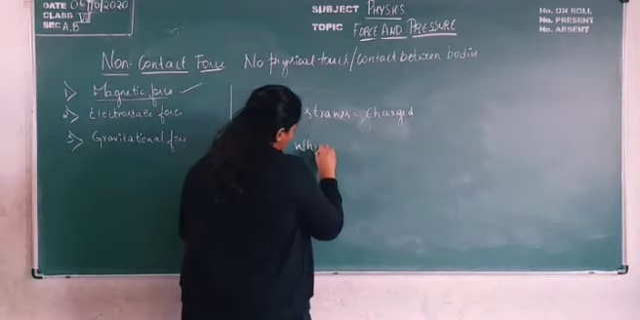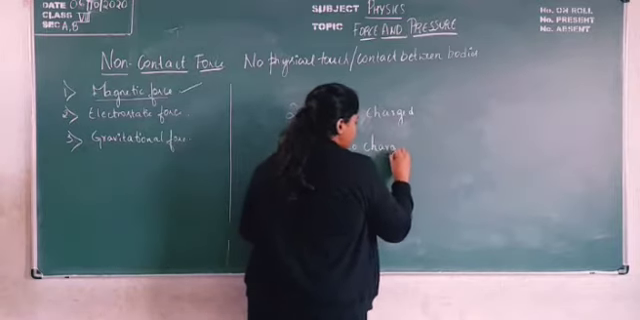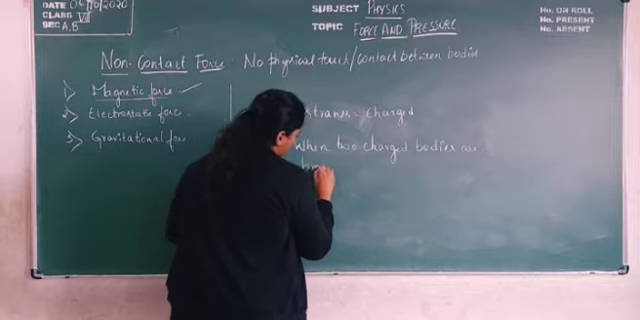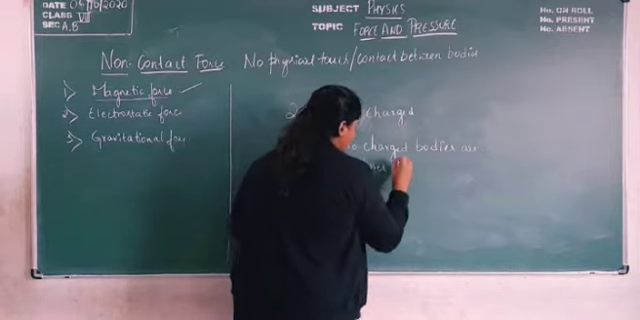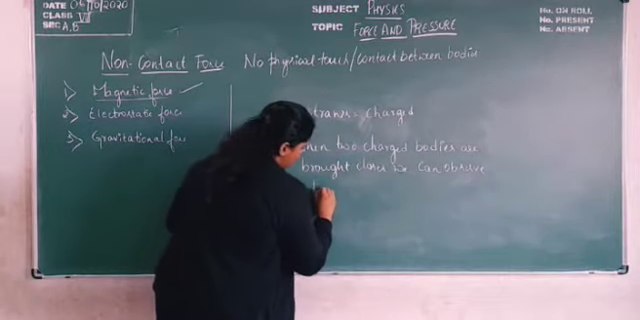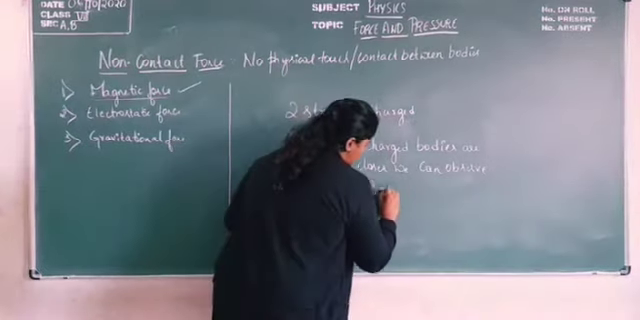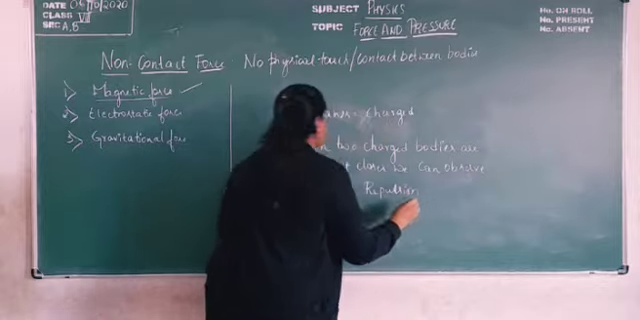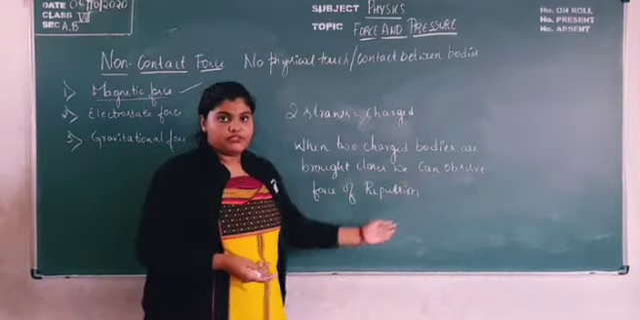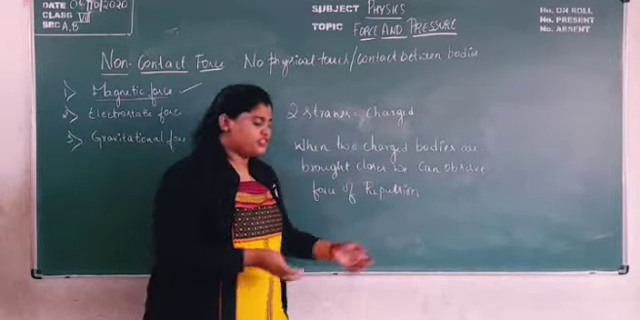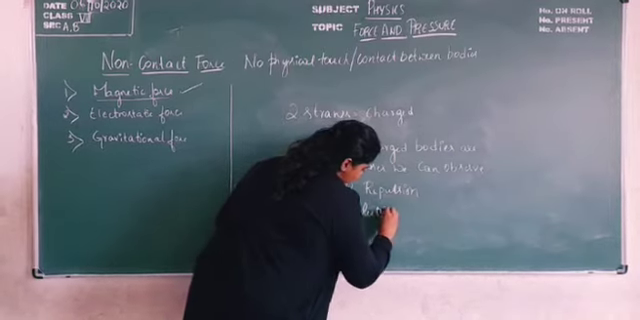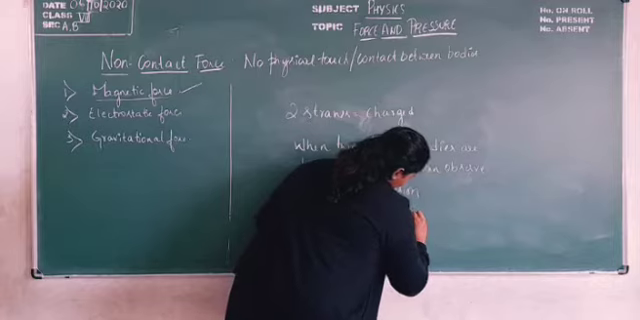So when two charged bodies are brought closer, what can we observe? Yes, we can observe a force of repulsion. When the two straws were rubbed, they got charged. So when two charged bodies come closer, we observe a force of repulsion. This is nothing but repulsive electrostatic force.